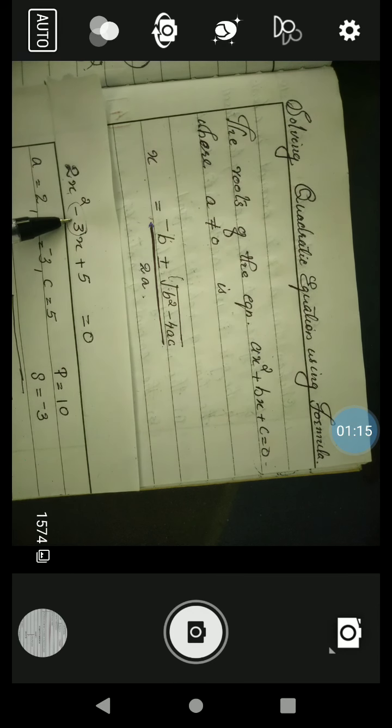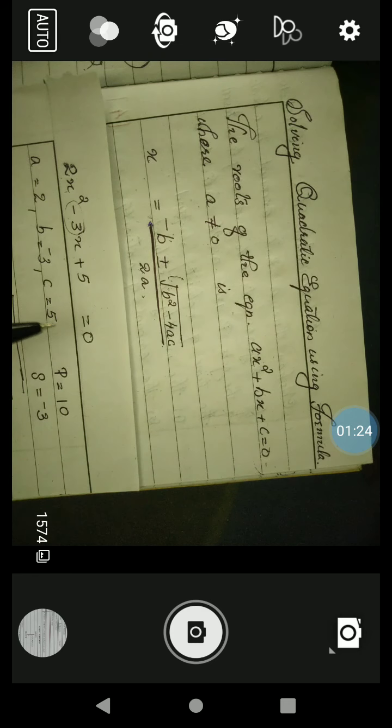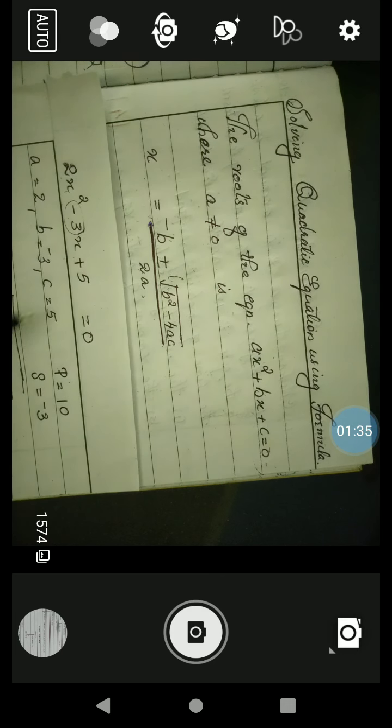Suppose in this question, 2x square minus 3x plus 5 is equal to 0. Here, if we are using the factorization method, the product is 10, 5 into 2, and the sum is equal to the coefficient of the middle term, that is minus 3. Can you find two numbers whose product is 10 and sum is minus 3? Try to find out. No, you cannot find two numbers whose product is 10 and sum is minus 3.